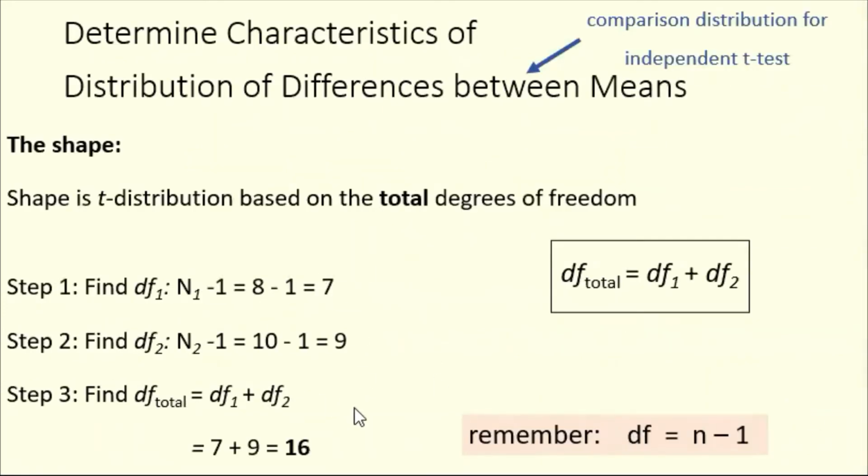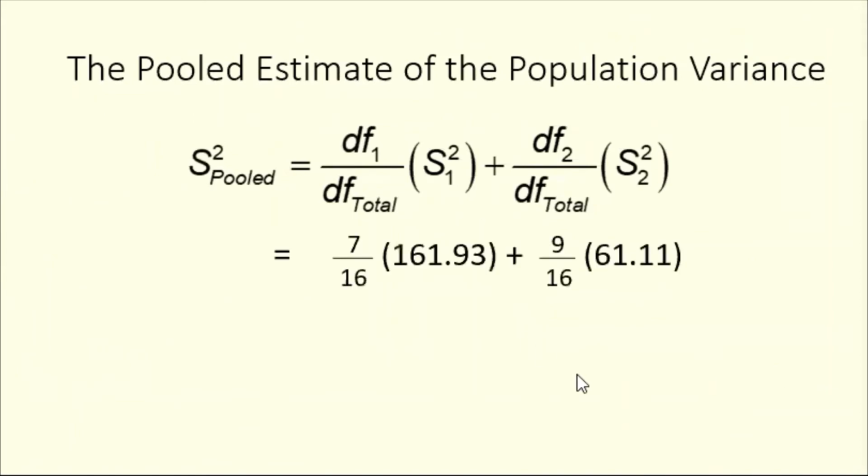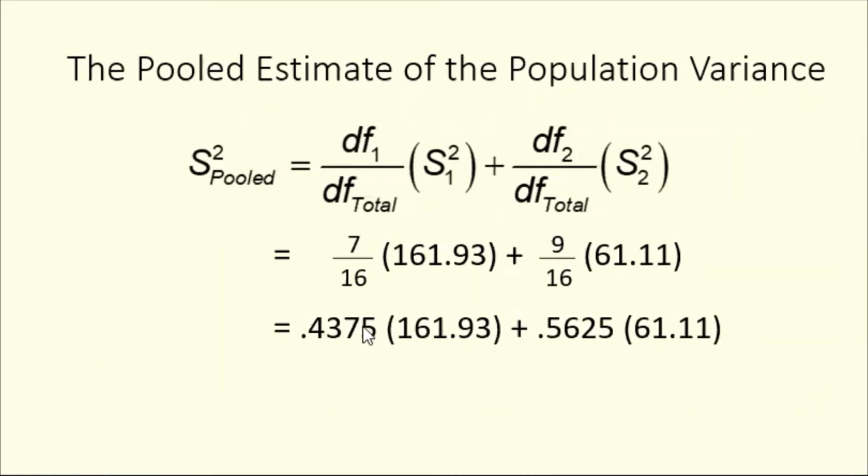And so again, remember we calculated all these degrees of freedom already. So we have 7 for group 1, 9 for group 2, and 16 for our DF total. And so if I plug in these numbers, so 7 over 16, and again, we had our population variance already for group 1 and group 2. And again, plug in 9 over 16, plug in that estimated population variance. We're going to go ahead and convert those fractions into decimals here, do that division, multiply that out, and then add them together. And we're going to get that our pooled estimate of the population variance here is going to be 105.21.